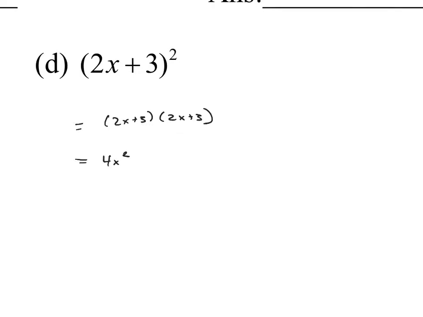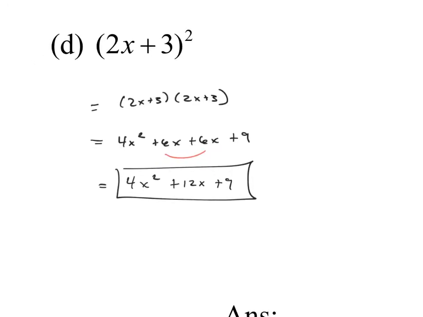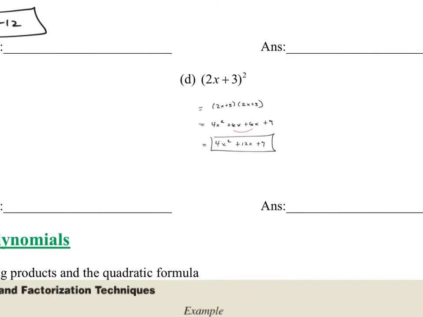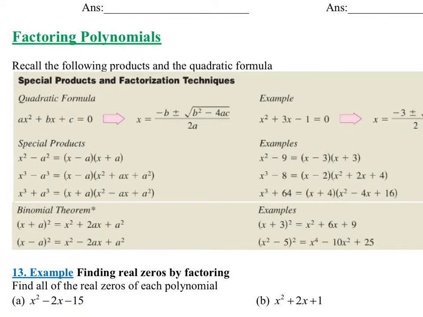Outers, 2x times 3, which is 6x. Inners, 3 times 2x, which is 6x. Last, 3 times 3, which is 9. Combine those like terms, the 6x with the 6x, we end up with 4x squared plus 12x plus 9. No other simplifying needed to do. That's it. So many times we are going to need to expand or multiply out different factors. Be comfortable with doing that.